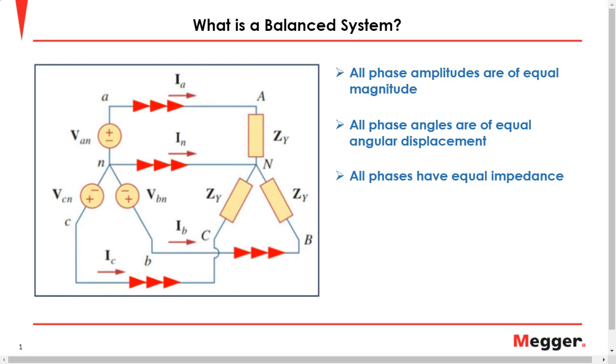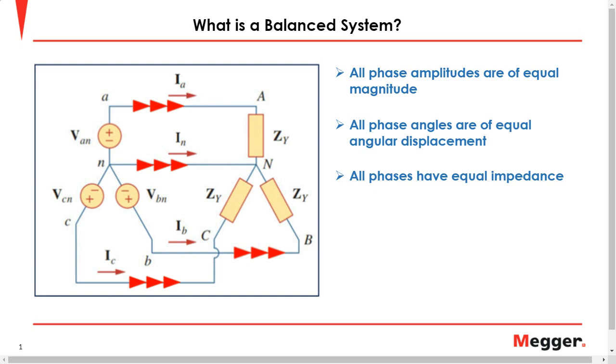So first, let's ask ourselves, what is a balanced system? A balanced system is one where all phase amplitudes are of equal magnitude, and all your phase angles are of equal angular displacement. This is for a three-phase system. We see 120 degrees apart, so 360 divided by 3, 120 between each phase. But it's most important to remember that all phase angles are of equal angular displacement. That's going to matter when we get into the actual sequence components.